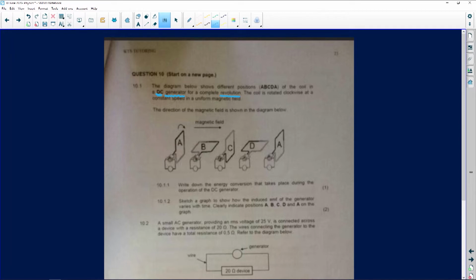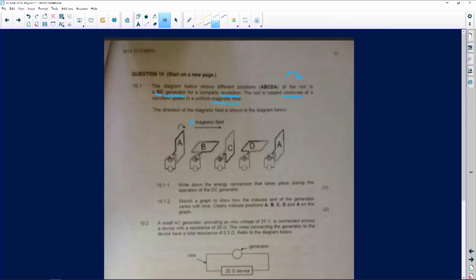So the coil is rotated clockwise, meaning it's moving in this direction at a constant speed in a uniform magnetic field. Obviously, when you talk about generators, you need to have a magnetic field there. So this is the direction of the magnetic field. In this case, they don't actually give us the magnets, they just give you the magnetic field, which means if ever you came to a question where they said, in which direction is the current moving, then you have to make sure that you move your fingers in that direction because the arrow is moving in that direction. Remember, it must always point to the south. So this is how it's turning.